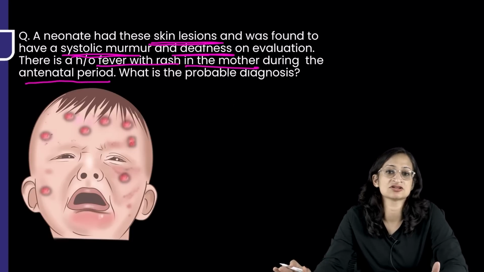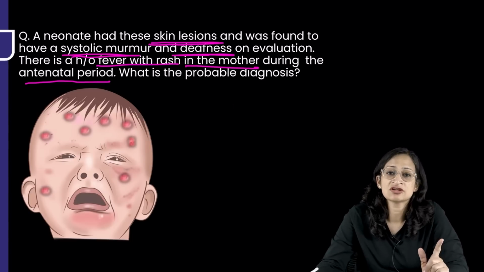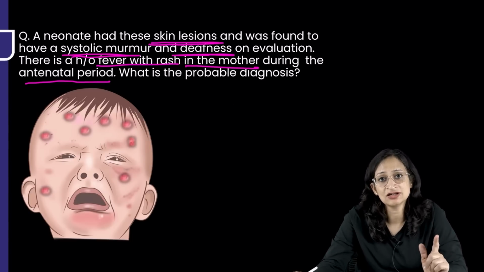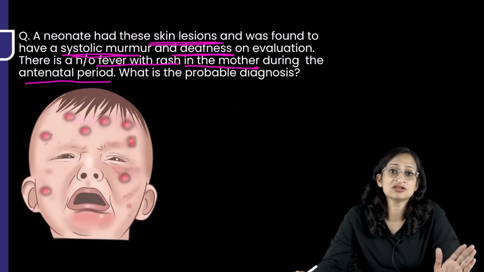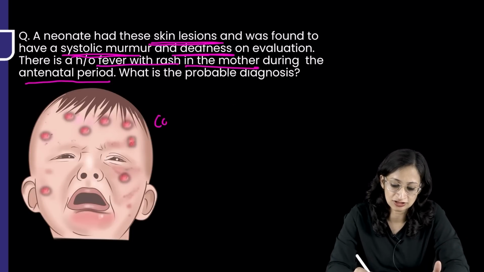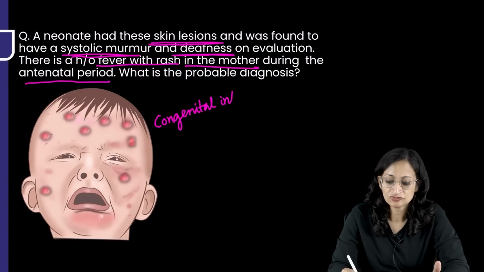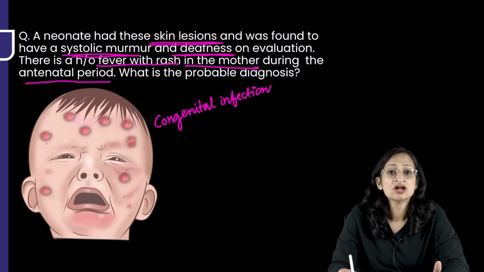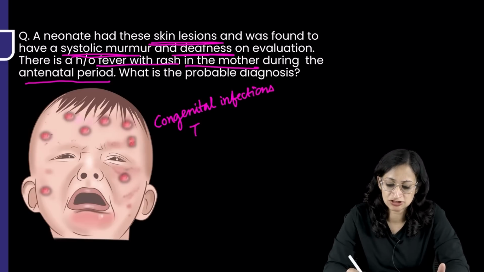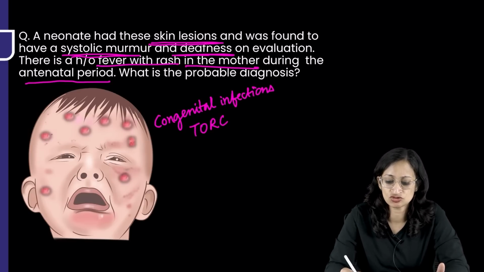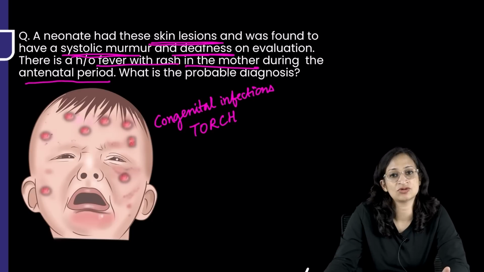What is the probable diagnosis? So, fever with rash in the mother during antenatal period. If you are given that history, you think of a congenital infection. And we know congenital infections are most commonly due to the TORCH group of organisms. That means toxoplasma, others like syphilis, rubella, CMV and herpes.